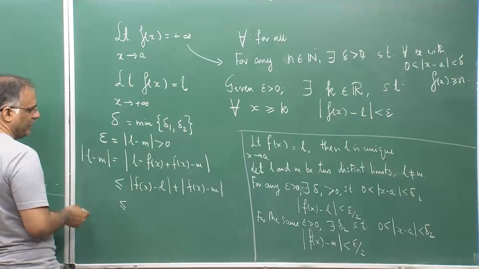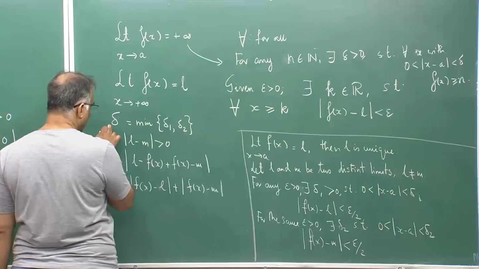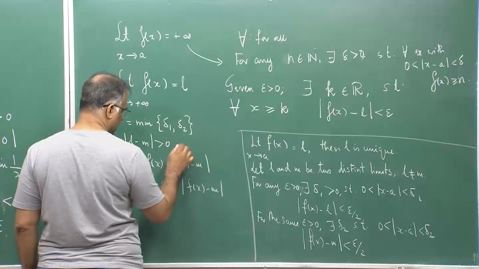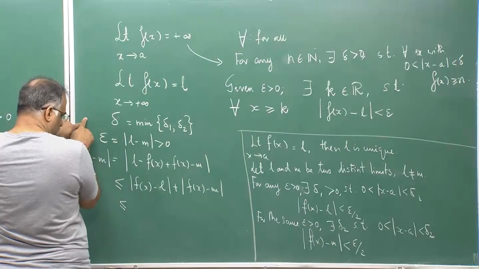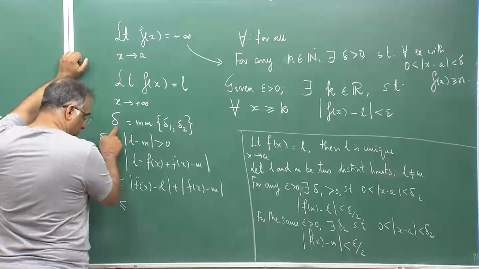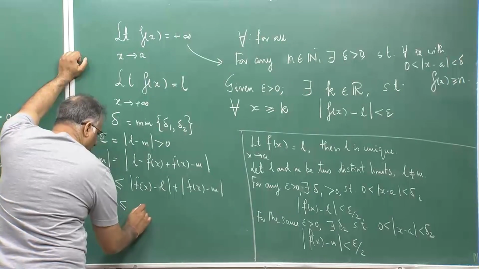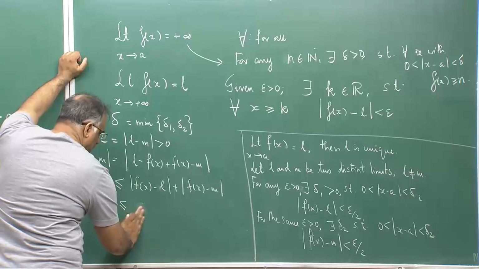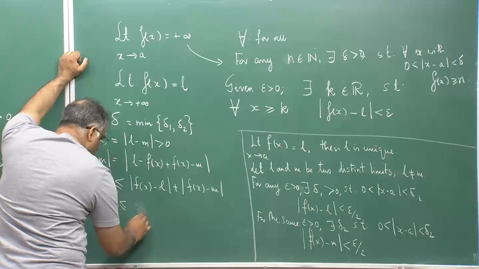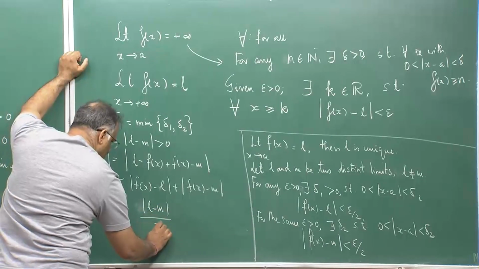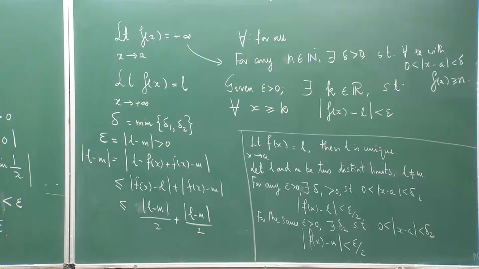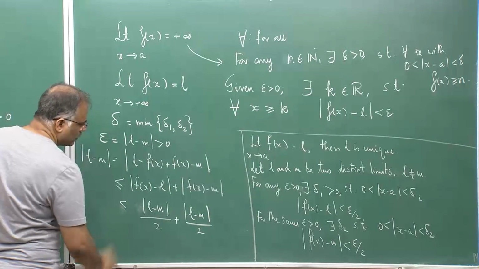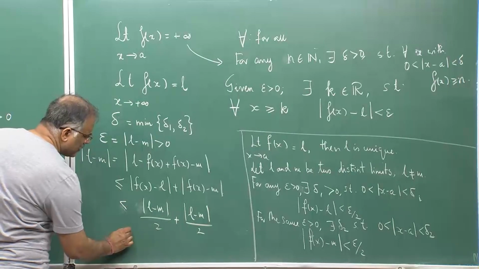So, I know that for all x, so now for every x lying between A minus delta and A plus delta, with this particular delta, I would have this to be less than epsilon by 2 and this to be less than epsilon by 2, but for this particular choice, which means this is strictly less than |L minus M|.